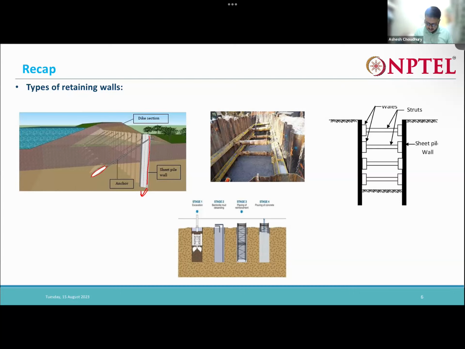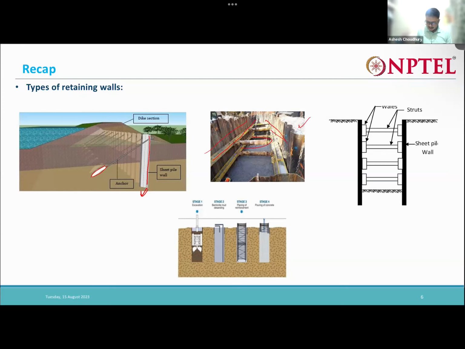All right. Then the second image is also of sheet pile. You see these sheet piles that are placed this way, and these structures at the center are nothing but the braces. You can see these are the sheet piles here, and with the help of the struts, what we are doing is bracing the sheet pile.